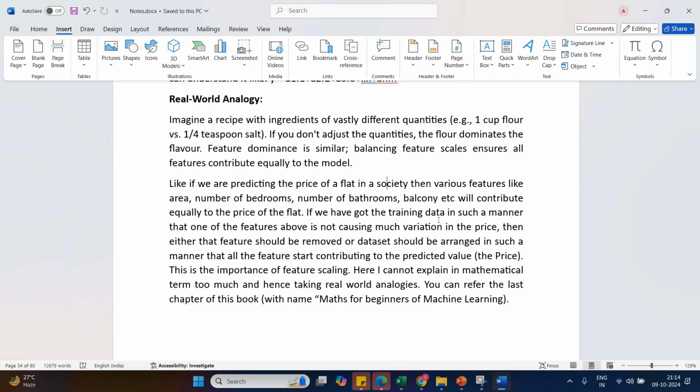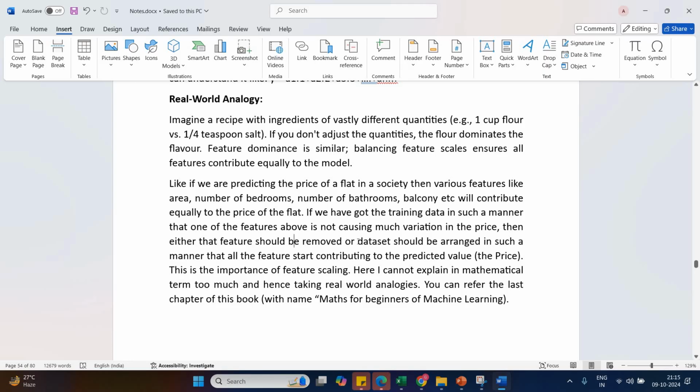So you have to arrange your data. You need to remove all those features which are not contributing, or you have to arrange the data which have been provided to you in such a manner so that every feature starts contributing equally, right? And even after that, if it is not able to contribute equally for some of the features, then obviously that feature is an outlier, right? You need to remove that particular feature, right?